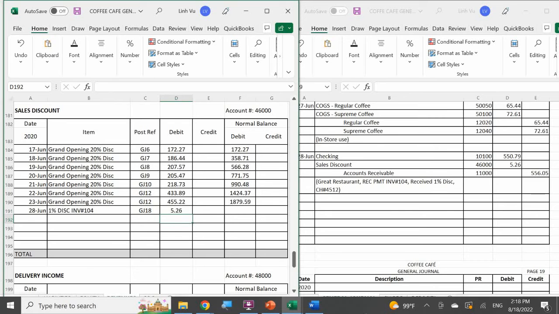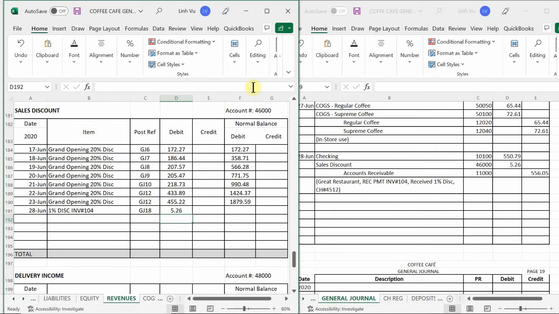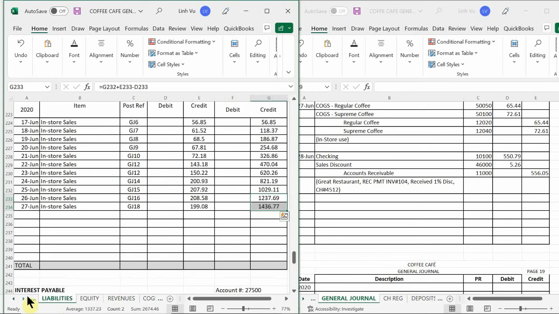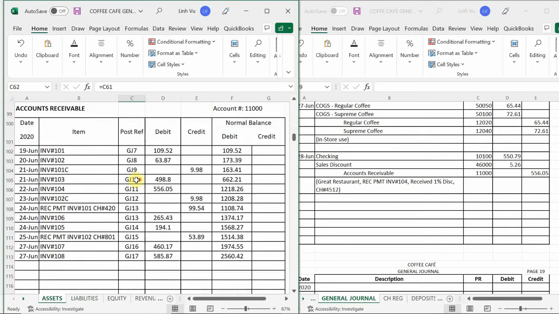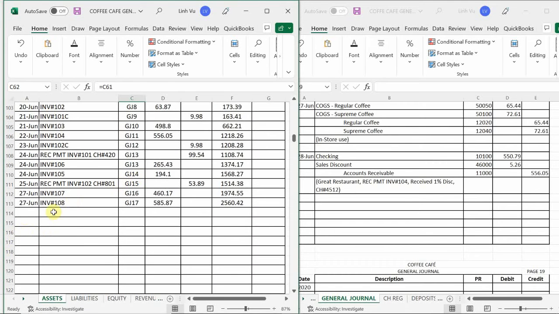Okay, 526. And now the amount is $1,884.85. And then we go to assets again, and then update the account receivable in credit.